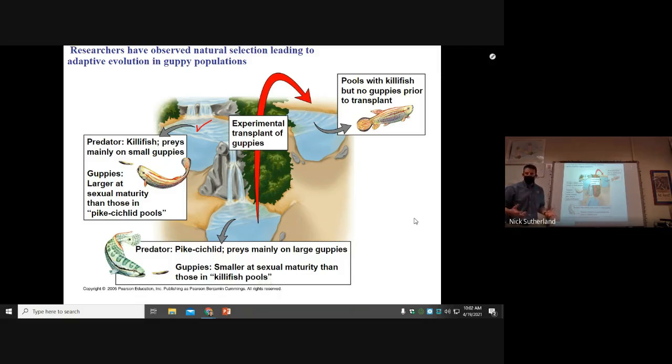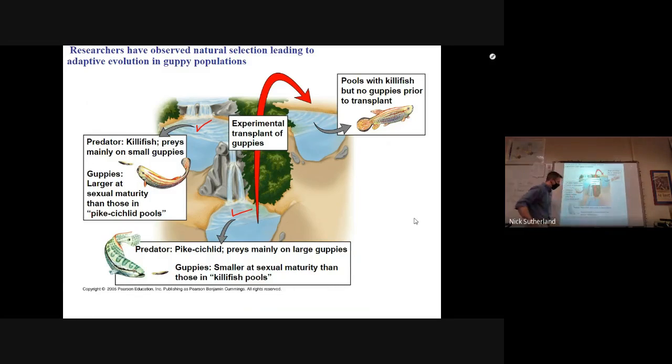the little guppies would reach sexual maturity at a different age than those in this pool here, okay? A different age and size. And the reason for that, researchers thought, was because of the type of animal that preyed on them. And so what they wanted to do is see, was it the animal that preyed on them? And what would happen if they switched, okay?